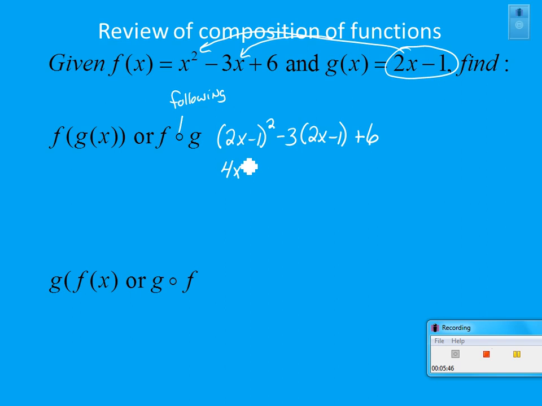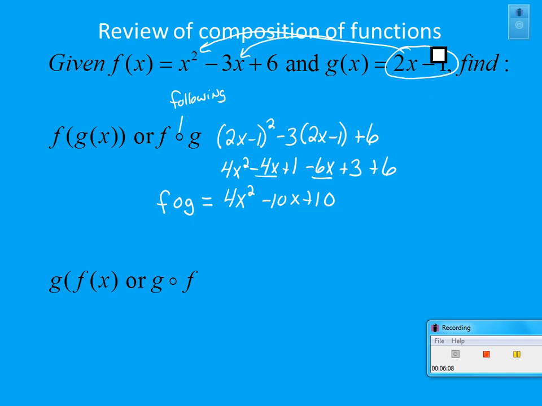That's going to be 4x squared minus 4x plus 1 minus 6x plus 3 plus 6. Combine my like terms, so I got 4x squared minus 10x plus 10. So there is f composition g. I picked up g and placed it into f.